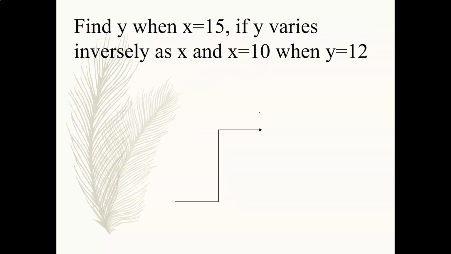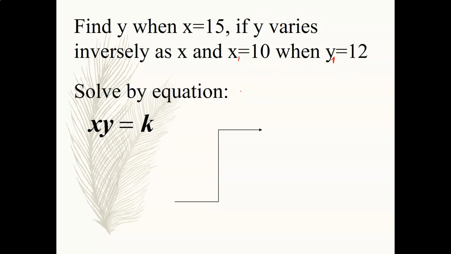Let's try some examples. Find y when x equals 15, if y varies inversely as x and x equals 10 when y is 12. So which one is x1, y1? Here, we are looking for y when the given is x equals 15. So this one will be our x1, and this one will be our y1 as well.